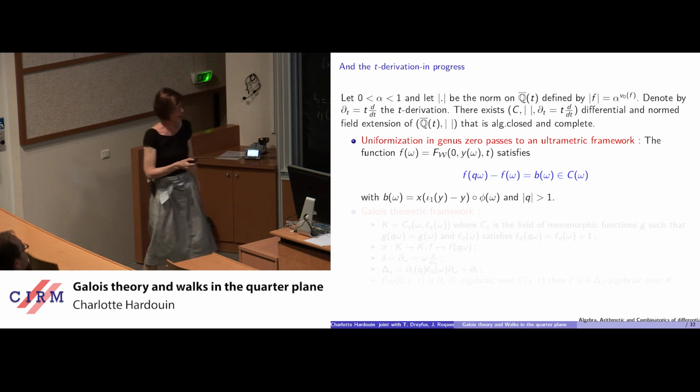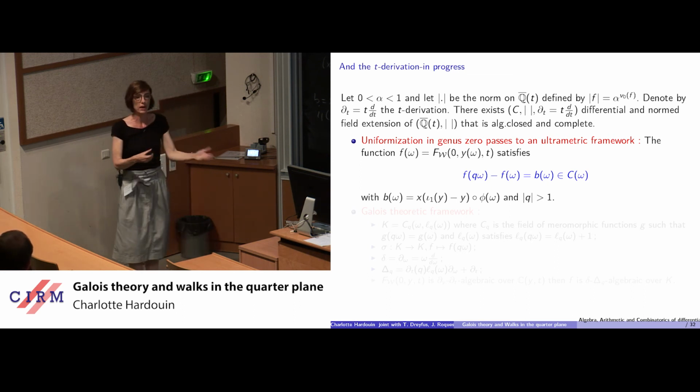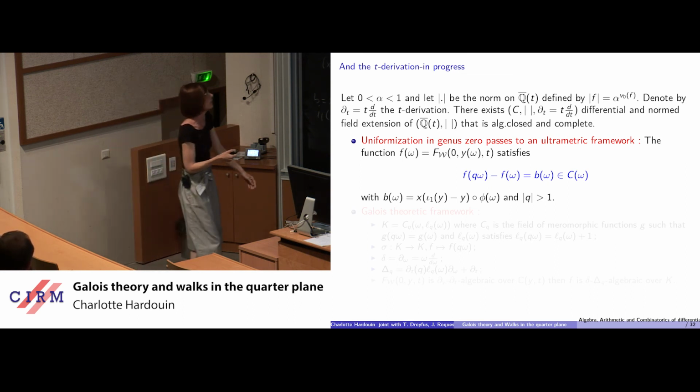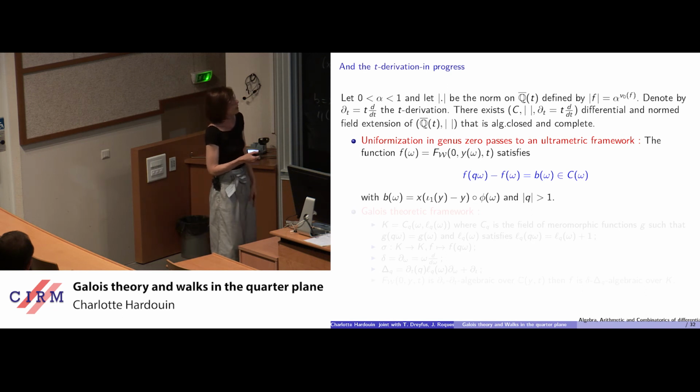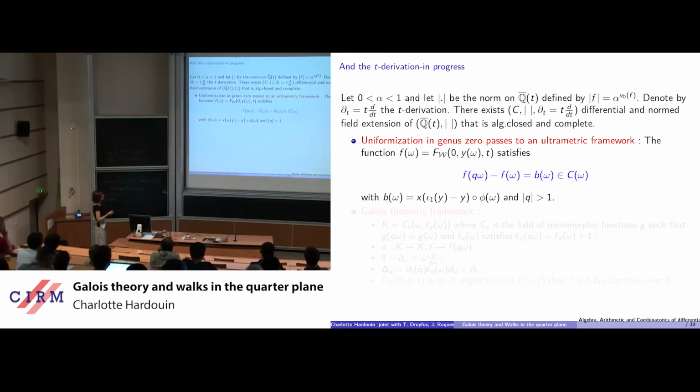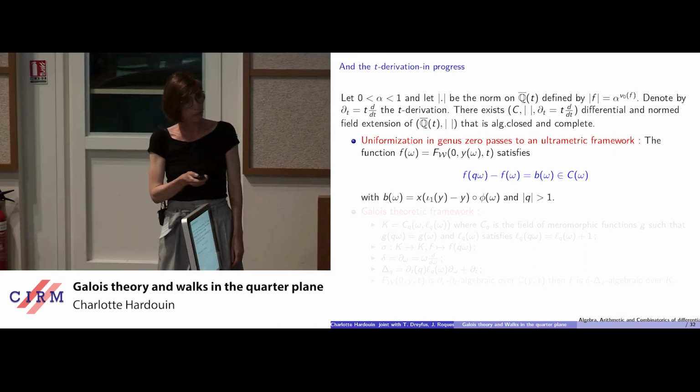And then it happens that everything passes to this framework. So you can uniformize in genus 0 and find a prolongation of your generating series that satisfies a q-difference equation of the same type. And I don't know if you remember, q was depending on t, and in fact it has a pole at 0, and it has modulus strictly greater than 1.